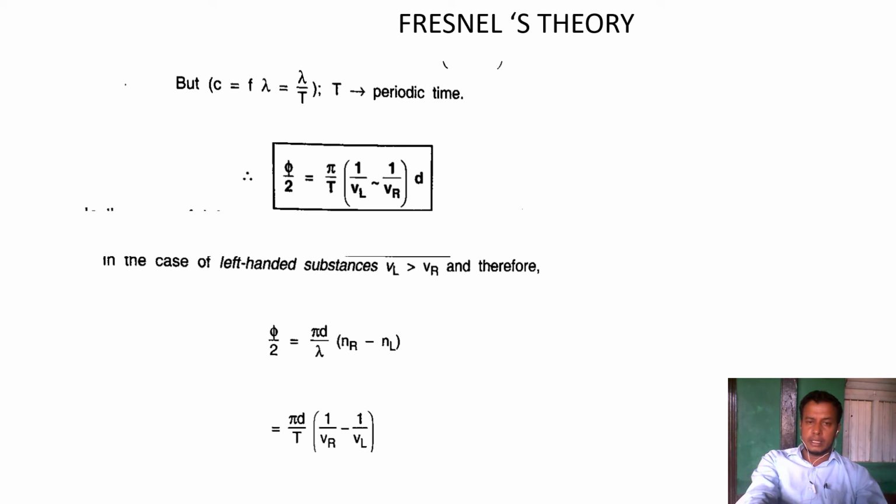Since v_L is greater, this value becomes less and that value becomes higher, so we only exchange the values. So it is 1 by v_R minus 1 by v_L, with no difference symbol, just the minus, because its value is less, it gives the larger value. This is pi d by T into the difference of these values.